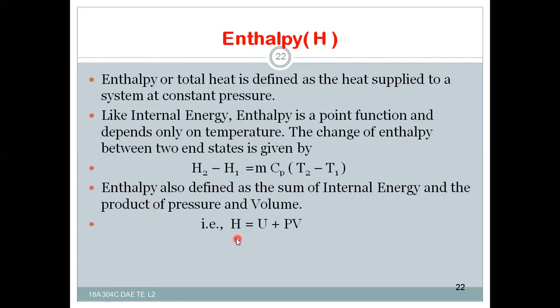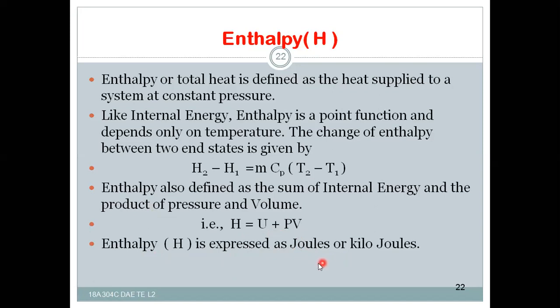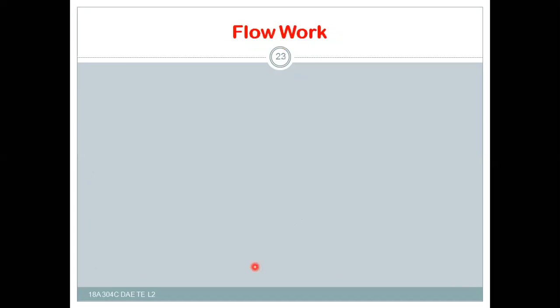So H is equal to U plus PV, and enthalpy H is expressed in joules or kilojoules. That means units for enthalpy are either joules or kilojoules. Enthalpy per kg is called specific enthalpy, which is represented by small h, and it is in joule per kg or kilojoule per kg.